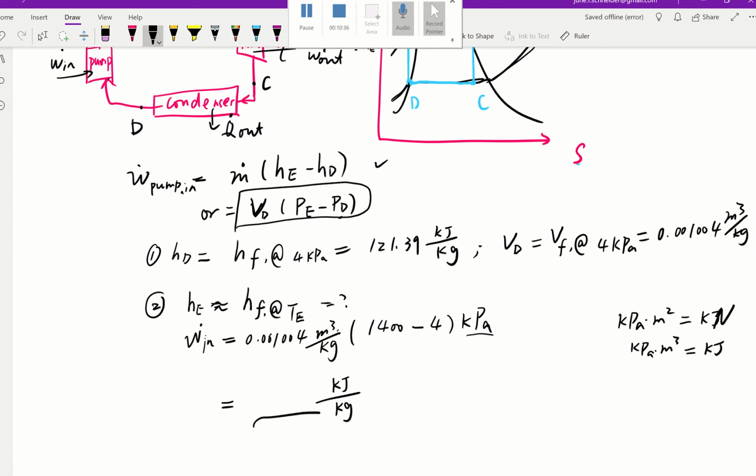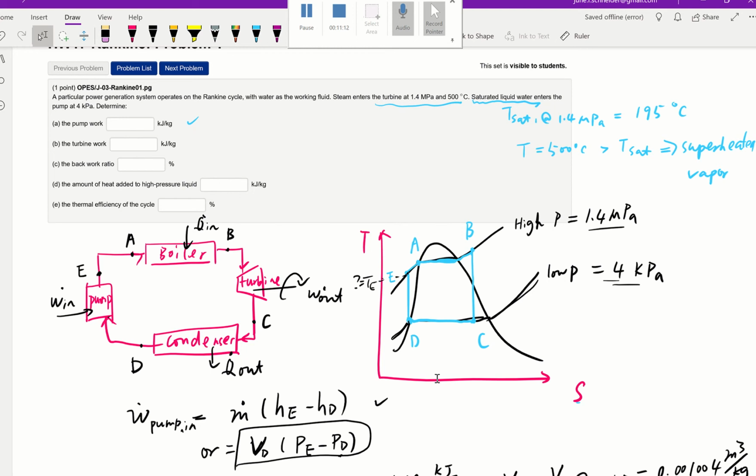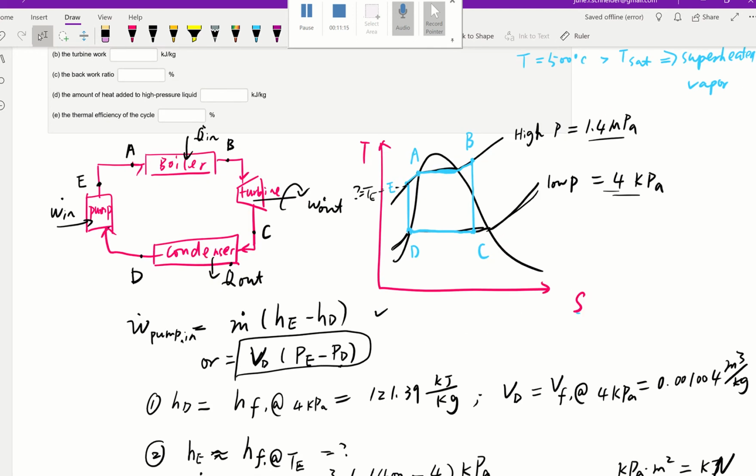Okay, now the rest is calculation, and I'm going to put it in there. 0.001004 times 1396, and I have an answer of 1.4158. That's going to be the work required for the pump. And notice the unit is kilojoule per kilogram, so that's basically the work per unit mass. That's what they're asking. So we have that down.